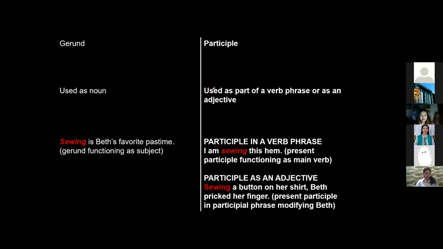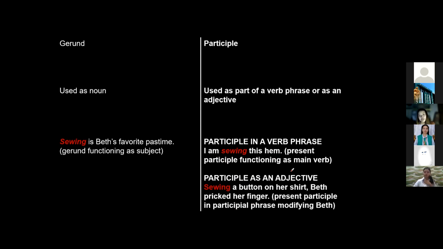So let's review another example of participle in a verb phrase. I am sewing this hem. So sewing served as a present participle functioning as a main verb. What do you think the main verb in the sentence is? The main verb in the sentence is what? Sewing. So as you can see, in the participle in a verb phrase, sewing is the present participle functioning as a main verb.